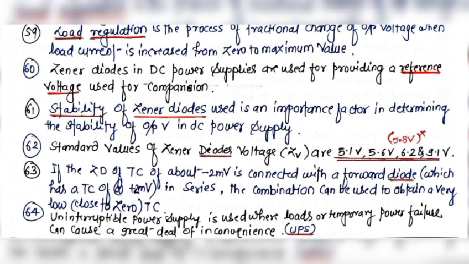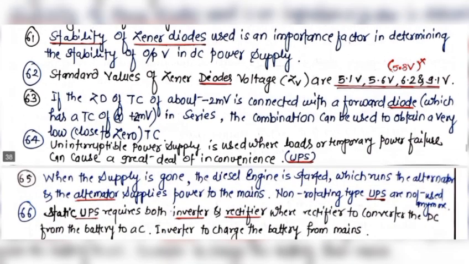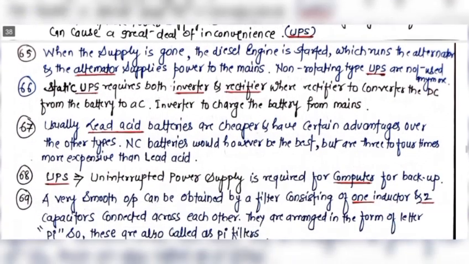If a Zener diode with a TC of about minus 2 millivolt is connected in series with a forward diode which has a TC of about plus 2 millivolt, the combination is used to obtain a very low TC, close to 0. An uninterruptible power supply, UPS, is used where load or temporary power failure can cause a great deal of inconvenience.